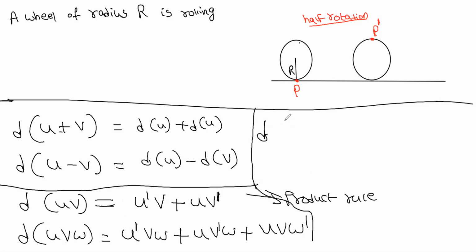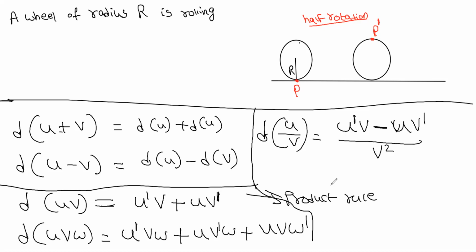Now what happens when the two functions are in division like this? Differentiation of U by V. Here you have to do U dash V minus U V dash, divided by V square. This is called the quotient rule of differentiation. These are the only four formulas that you have to remember. Instead of formulas, you can call them rules of differentiation.